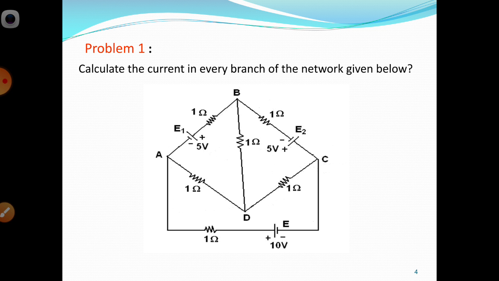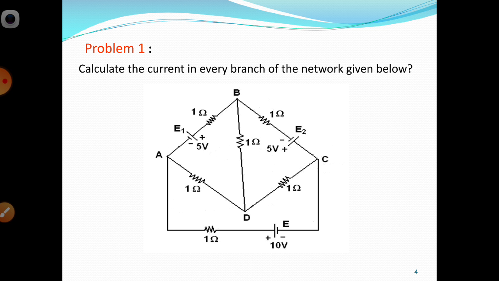Here we already know about branch current. What do we mean by a branch? A branch is nothing but what lies between 2 nodes. Here A is one node, B is another node, C is another node, D is another node, and we have taken E as a source. Let us assume that is also one term.